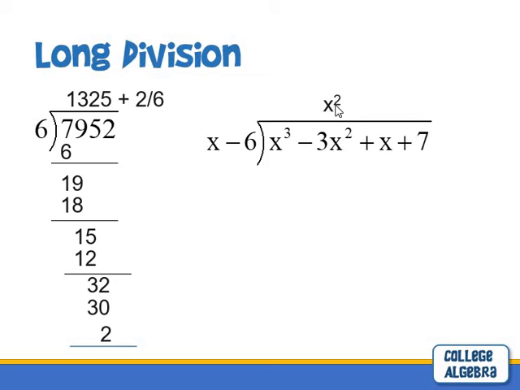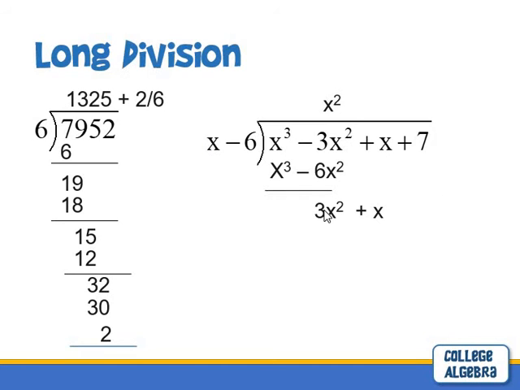I write that down, and then I multiply x squared times my entire divisor here, x minus 6, which will give me x to the third minus 6x squared. And then just like with the numbers, I subtract and see what's left over. So x to the third minus x to the third is 0, and I have negative 3x squared minus, we'll make this a plus 6x squared. So negative 3 plus 6 gives me positive 3x squared. And then we just need to bring down the plus x to keep going for now. You're really subtracting, and you have all these terms left out here, but we usually just bring down the next one to keep going. And then you repeat the process.